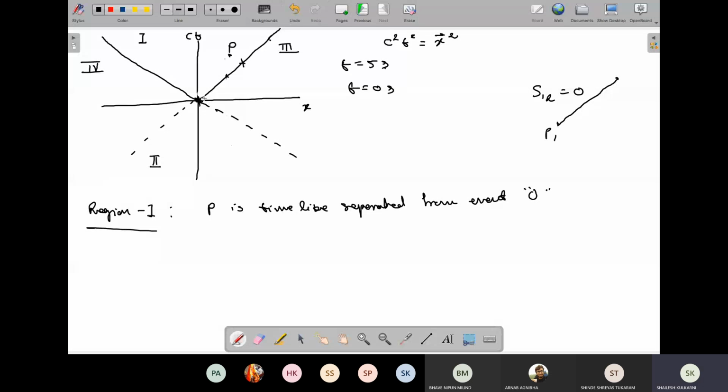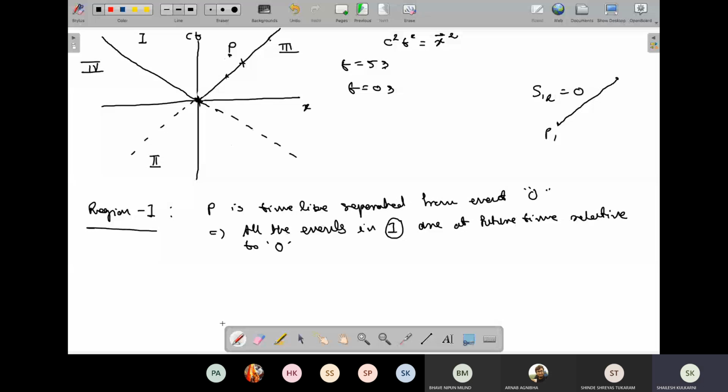Similarly, all the events in this region, region 2. So it implies all the events in region 1 are at future time relative to O.